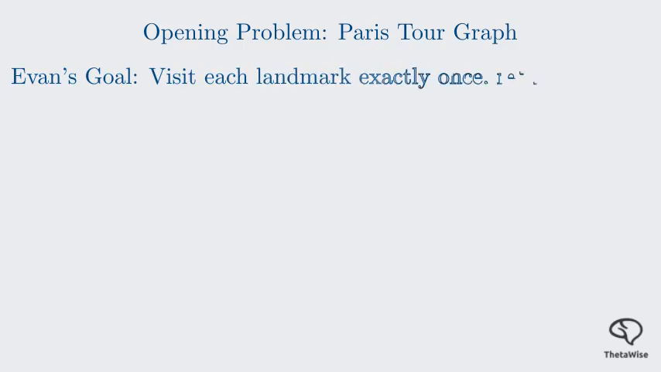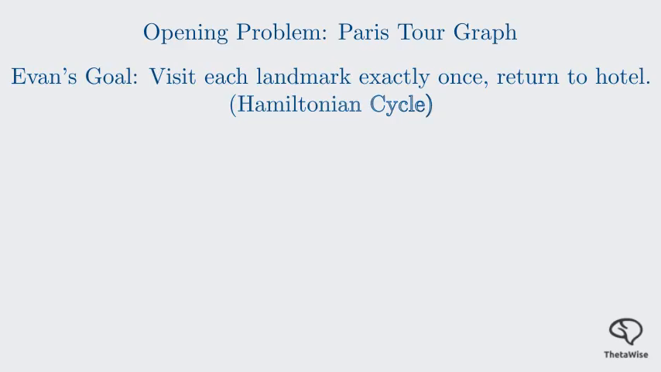Imagine Evan and Heidi are visiting Paris. The map shown here illustrates their hotel, various landmarks, and the roads connecting them. This entire structure is a graph. Evan's goal is to visit each landmark exactly once and return to the hotel. This is a classic problem in graph theory known as finding a Hamiltonian cycle.